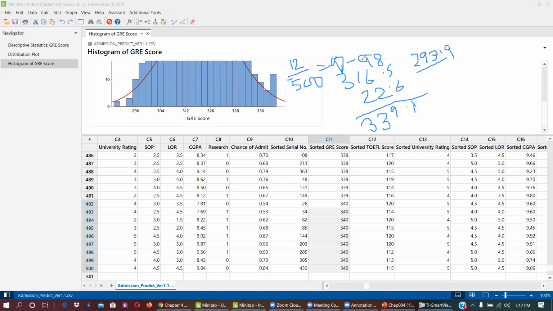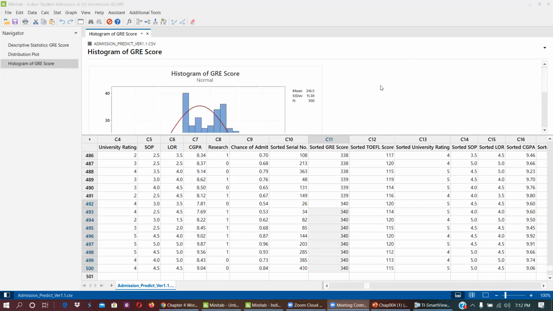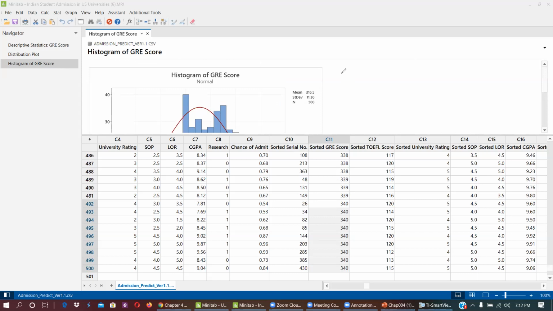Similarly, let's do it for 1 sigma. So 1 sigma is how much? 316 plus 11, which is 327.8, and lower is 305. So I can just round it to 305 to 328.